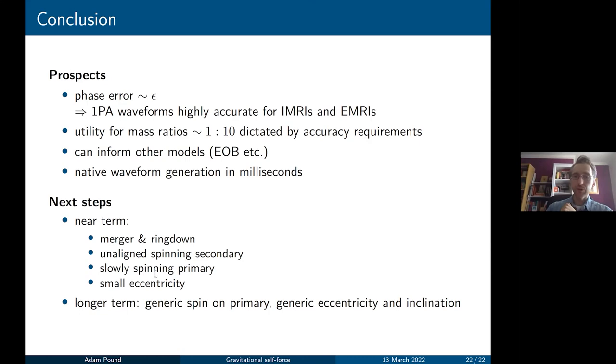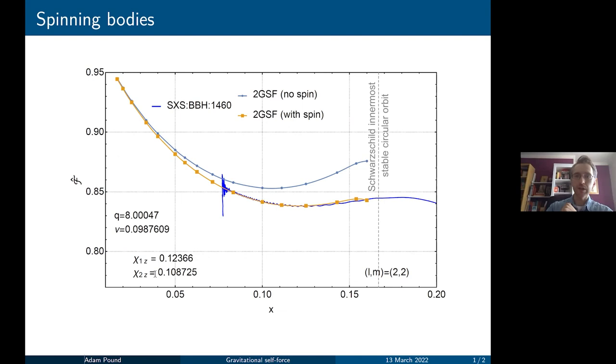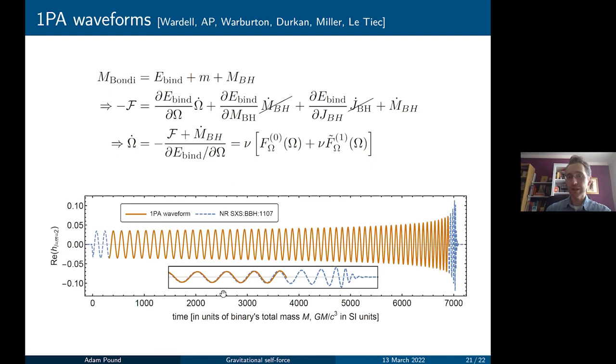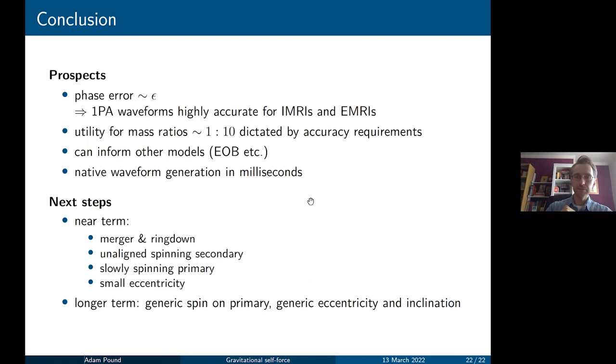I forgot to mention earlier that at this stage, we are approximating the spin of the big black hole as zero for the entire duration of the inspiral. So that's another little kludgy thing we do here. But we already have the tools to include that small, order epsilon correction to the spin. And I think Niels tomorrow will show evidence that just a linear correction to the spin is actually pretty accurate.